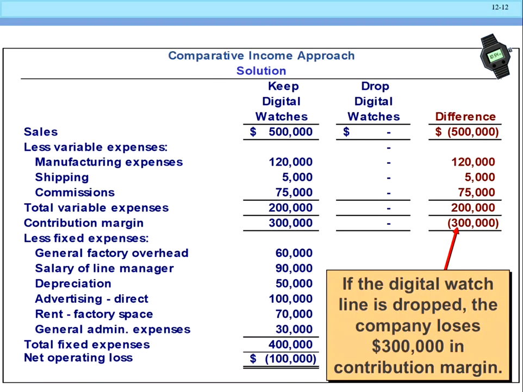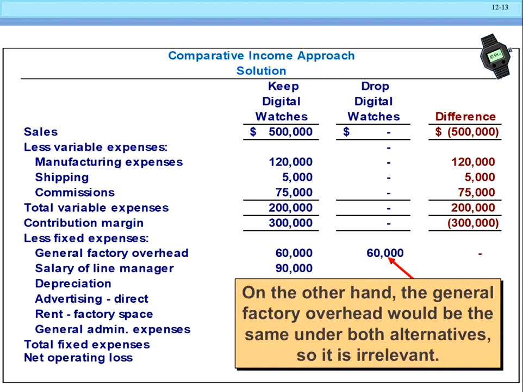However, alternatively, you can do it in this format where you are now comparing keeping the division as well as dropping it. So if you keep it, you have your sales, you have your variable cost, therefore you have contribution of 300,000. If you drop, then you won't have anything on that part, therefore the 300,000 is going to be a loss of contribution.